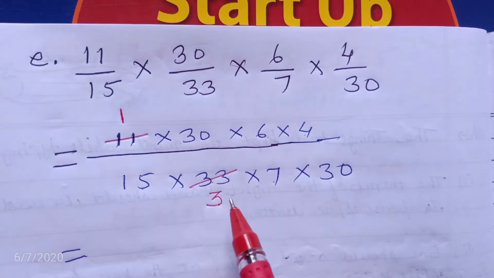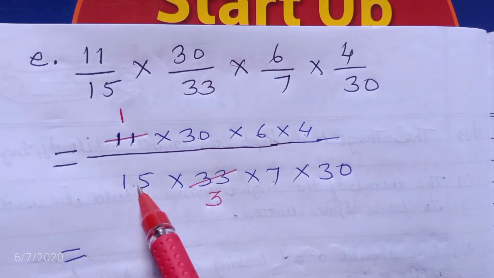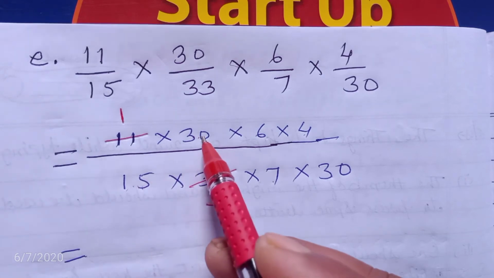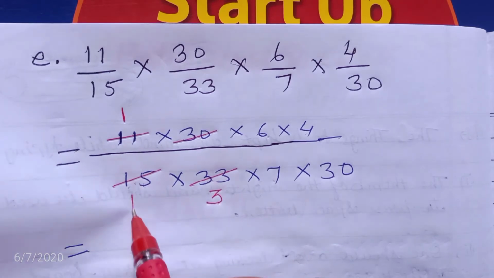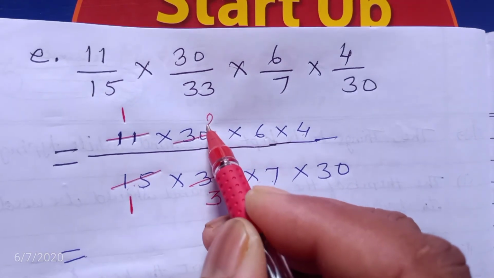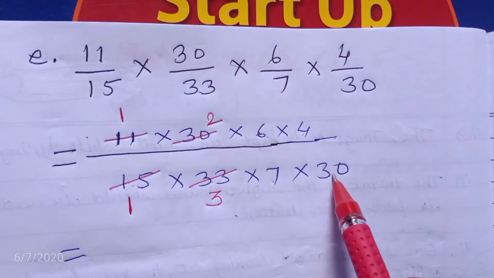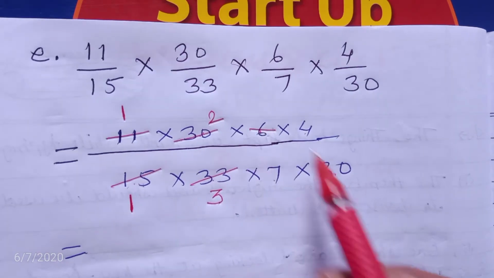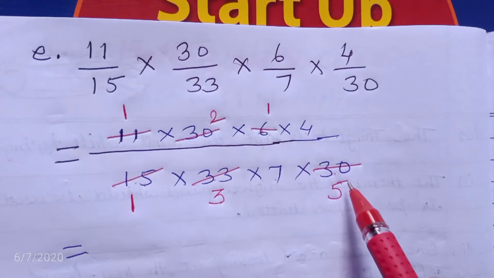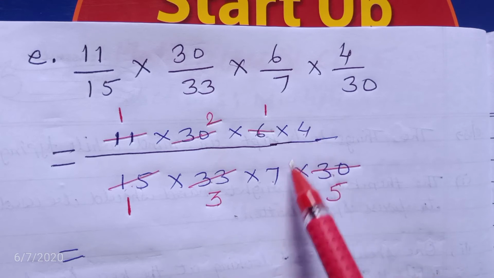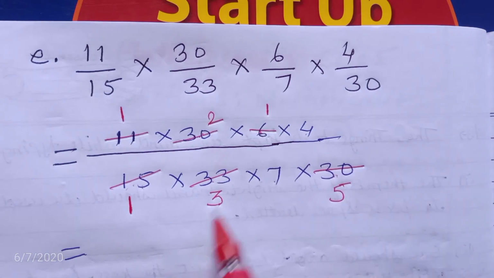Now see, 30 and 15 also have common factor 15. You know 15 times 2 is 30. So 15 and 30: divide 15 by 15, 15 times 1 is 15 and 15 times 2 is 30. Write 2 here. Now see, 6 and 30 also have common factor 6. You know 6 times 5 is 30. So 6 times 1 is 6 and 6 times 5 is 30. Now see if any other common factors are there in the numerator and denominator. No, there are no other common factors.